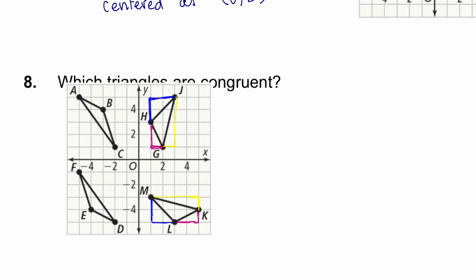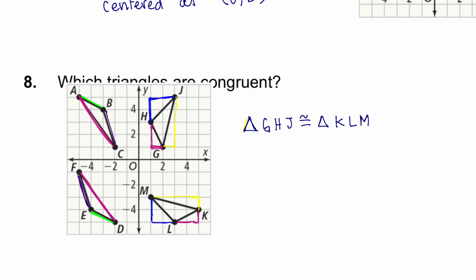Remember that when you're writing your congruency statement, you need to make sure that the corresponding sides are written down correctly. So in this case, I would have triangle GHJ congruent to triangle KLM.